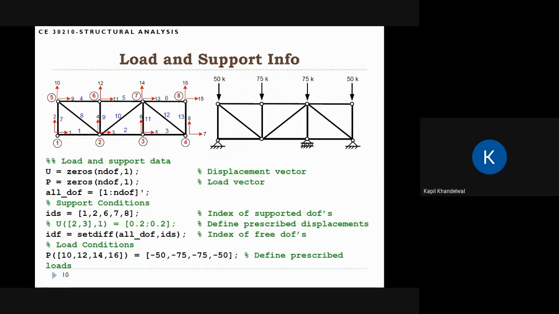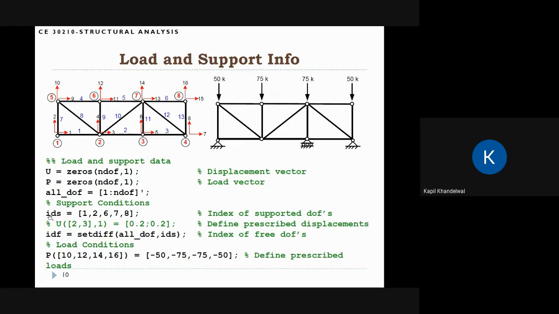And next, we are going to define some loading and support information. So what we did is we defined the variables here. So U is the displacement vector, P is the load vector. So initially, we are defining the U to be 0 and DOF 1. So all the degrees of freedom are set to 0. Similarly, for the load vector, all the degrees of freedom are set to 0. So you can think that this is U1, U2, U3, U4, and so forth up to U16. Similarly, P is P1, P2, P3, P4 up to P16. So because there are 16 displacements and 16 loads. And this is just a variable. I'm just defining all degrees of freedom. This is the list of all the degrees of freedom.